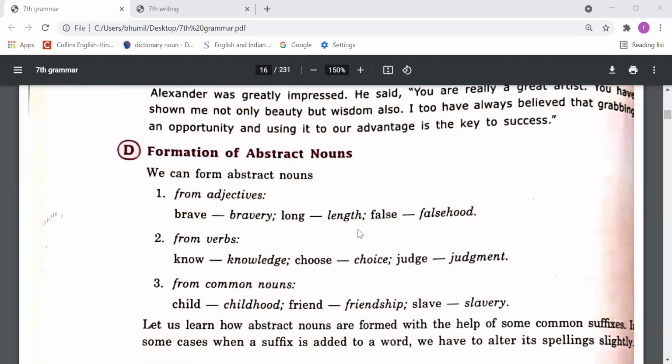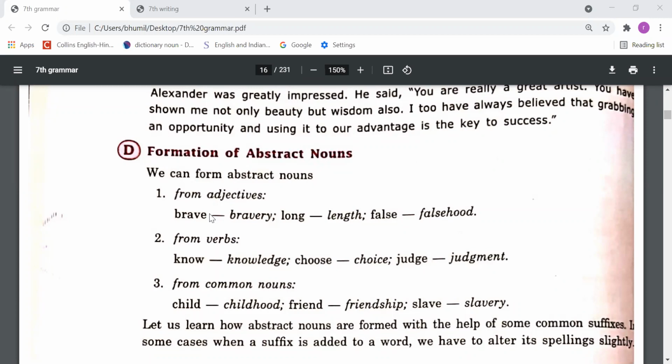From adjectives we can form abstract nouns, like brave. Someone who is quite brave is a brave person, that is an adjective. So from brave we can make a noun, that's an abstract noun, bravery. In the same way, long is an adjective, length is a noun. False, falsehood.